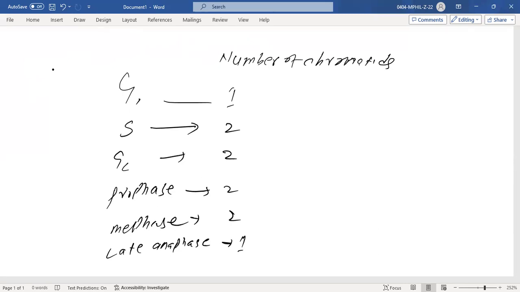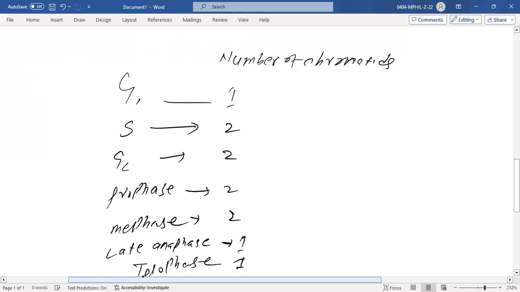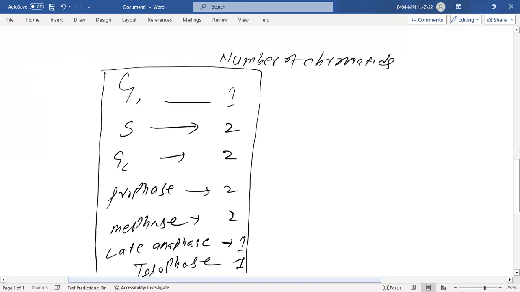Because before that, in all other steps, the chromatid was duplicated. In the case of G1 phase going to G2 phase, that was double in G2 phase as well, and prophase, metaphase. It means at telophase you would have only 1 chromatid. This was the concept that you should know, what's going on with the DNA during all this process.